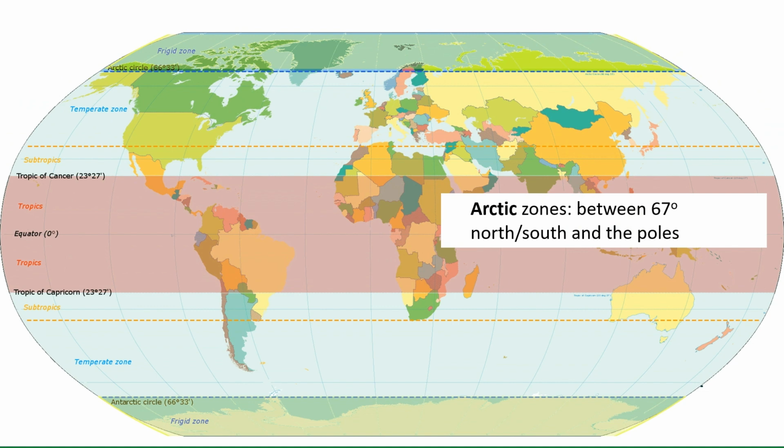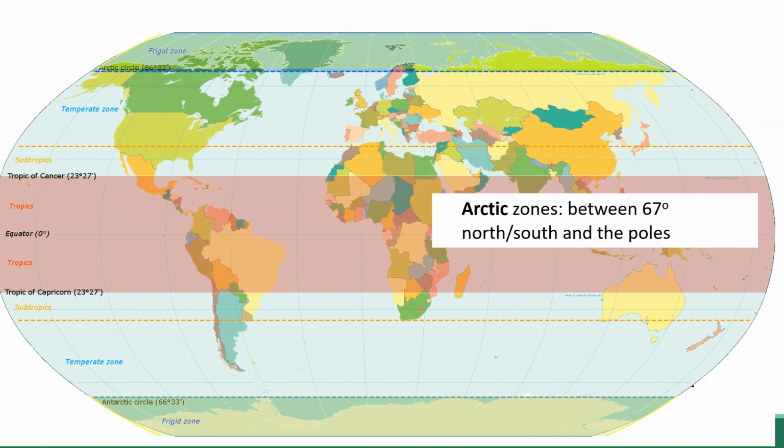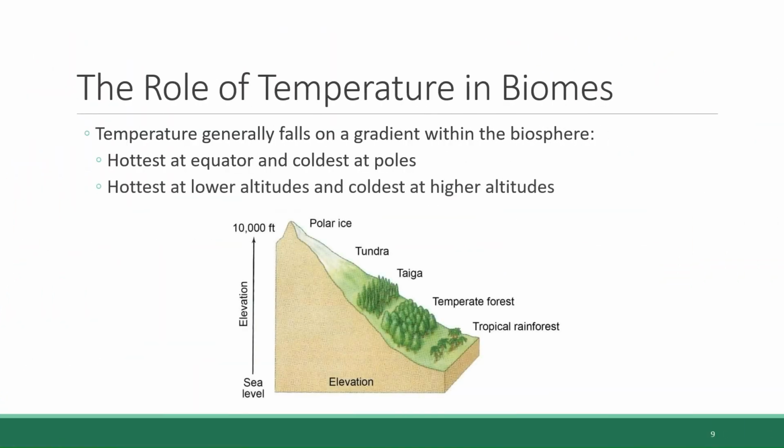And as we said before, as you advance upward and downward through these zones, temperatures generally tend to get colder the farther away you move from the equator. However, it's not just about latitude. There are other factors that come into play as well. One of these is altitude. So, not only does temperature fall on a gradient from the equator to the poles, it also falls on a gradient from lower altitudes to higher altitudes. Biomes at lower altitudes tend to be warmer, and ones at higher altitudes tend to be colder.